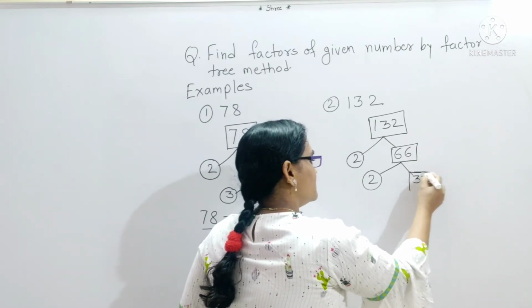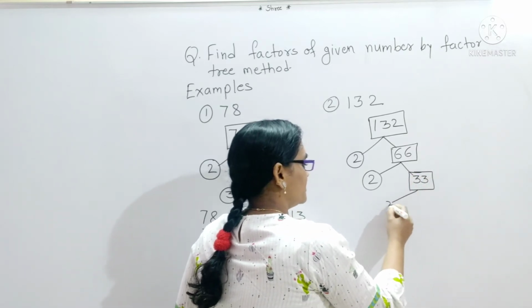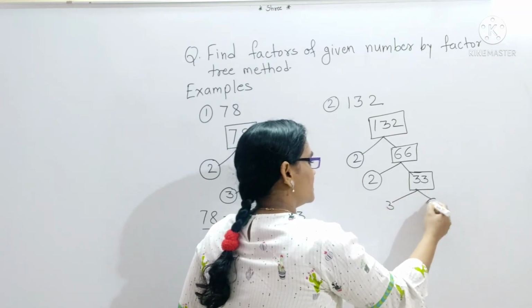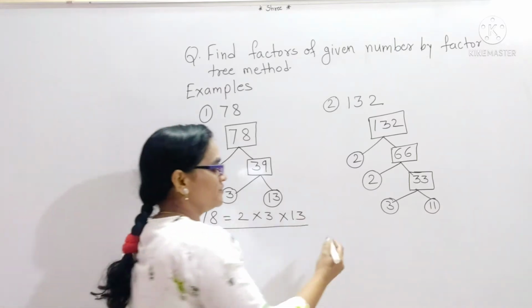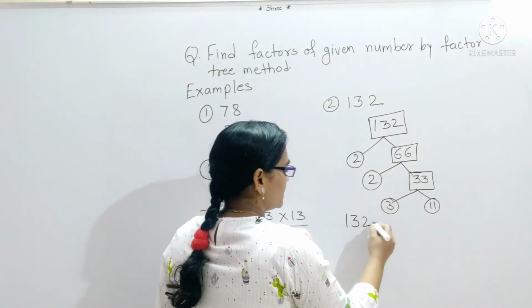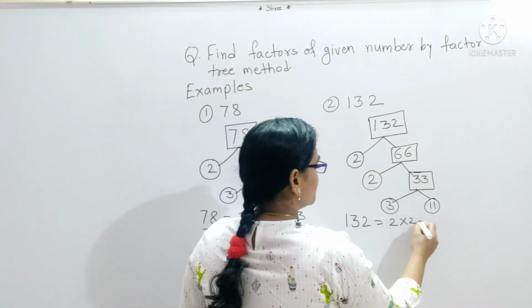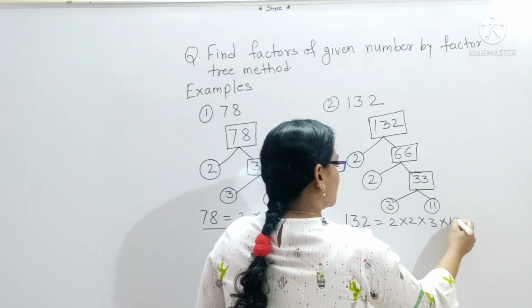And 33 is divisible by 3. 3 1s are 3. 3 1s are 3. Both are prime numbers, so circle it. Which factors did we get for 132? 132 is equal to 2 into 2 into 3 into 11.